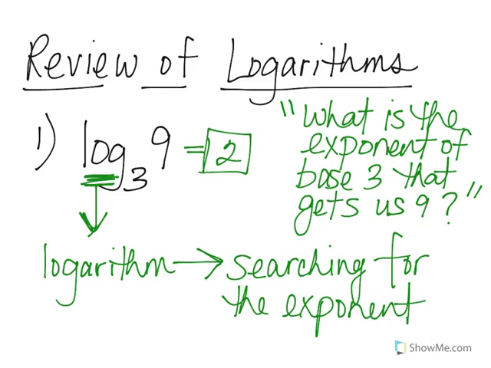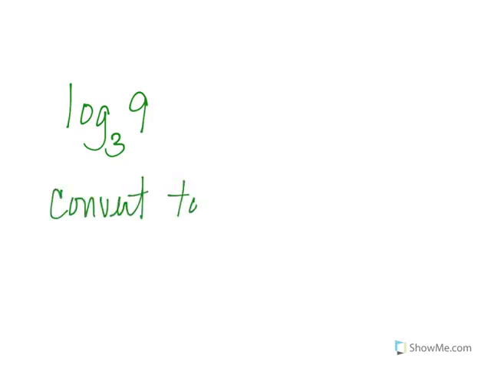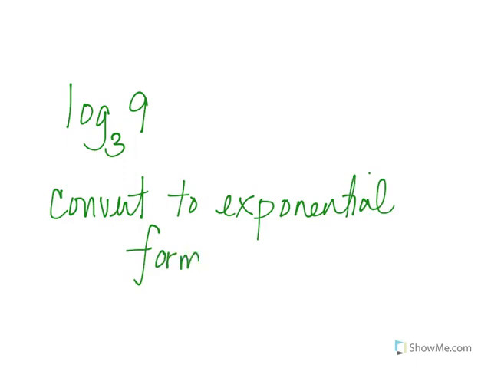The other way that we could do this problem is what's called convert to exponential form. So let's assume that we don't know what this expression is equal to. Then we could set it equal to, let's just say, x. How we convert to exponential form, in class I called it the loop-de-loop method.